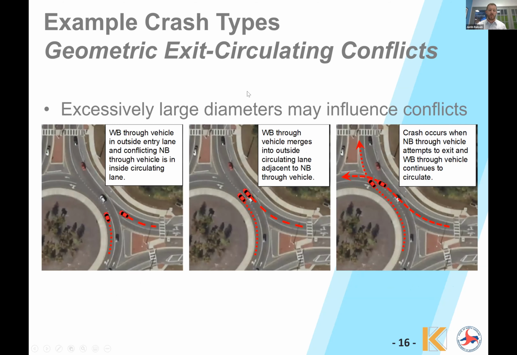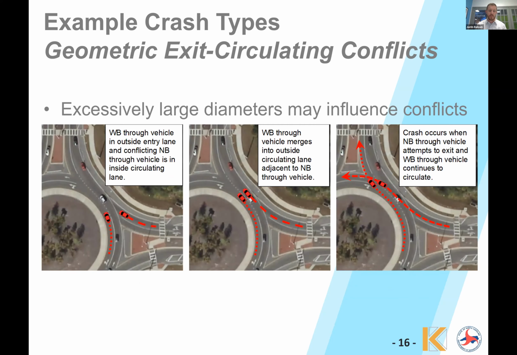The same thing can happen when we get diameters that are too large. We started getting away from rotaries in the US and those very large diameter circular intersections because of some of the weaving that occurred and because of some of the crash issues that were occurring. But even if we get at the upper end of the typical range for modern roundabouts, say getting closer to that 300-foot diameter range, we're starting to see some of those same trends appearing.